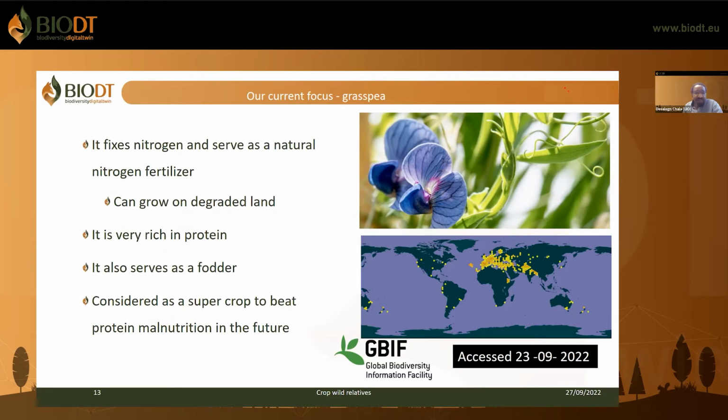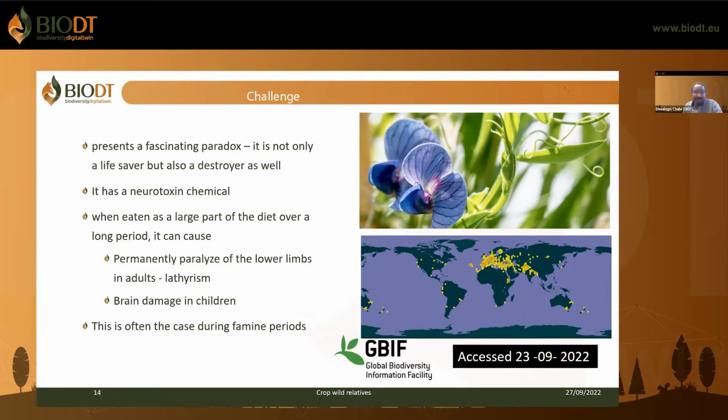It is very rich in protein, even as compared to other legumes. And it also serves as fodder. Because of that, it's considered a super crop to beat protein malnutrition in the future.